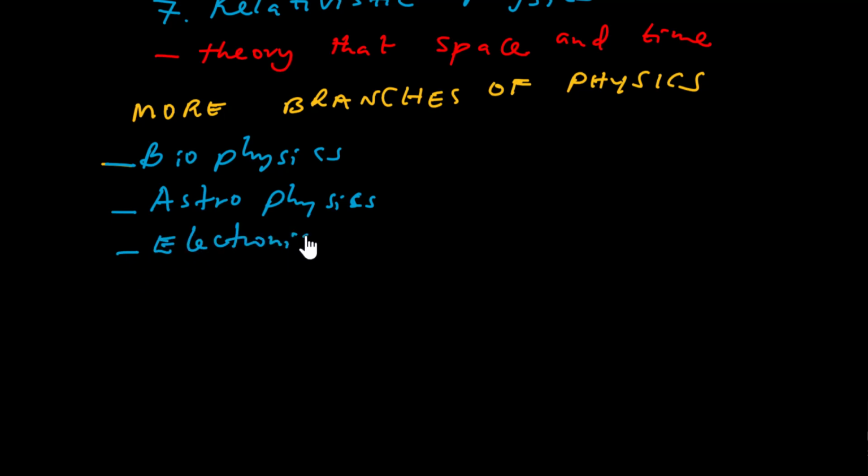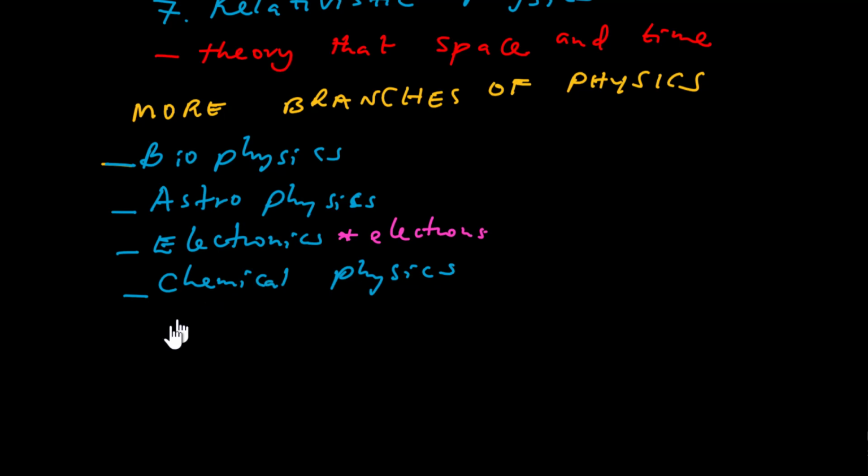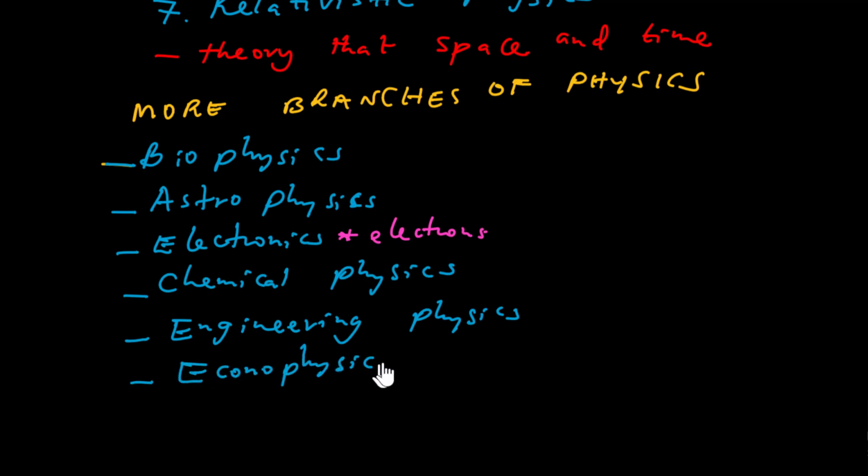Electronics. Electronics is a branch of physics in which the motion of an electron is controlled by using semiconductor devices. Chemical physics. As the name suggests, it is simply the study of the science of physical relations, which involves chemistry. Engineering physics, the study of fields of physics and engineering. Econophysics deals with physical processes and their relations in the science of economy.